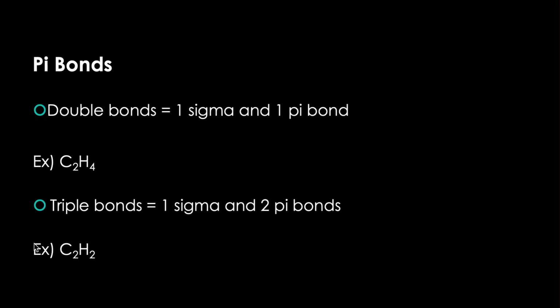So a double bond is equal to 1 sigma and 1 pi bond. An example of that, say we had C2H4. We have 12 electrons. Now if we want to count sigma bonds here, we count them: 1, 2, 3, 4, 5. So 5 sigma bonds and our 1 pi bond.